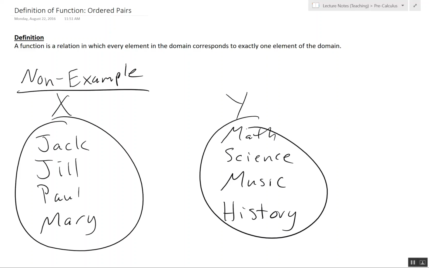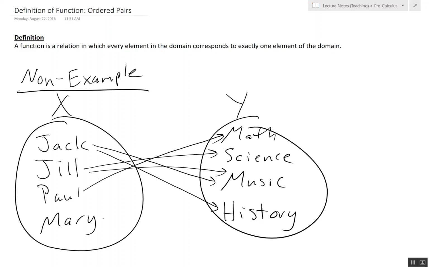So typically an association between people and classes is not going to be a function because a person can take more than one class. So for example, Jack could take music and history this semester. This semester Jill may take science and music. Paul may just take math, and Mary may take some science and history this semester. So notice that each one of these people have taken at least one class, and many of them have taken more than one. So notice that each one of the elements in the domain is used twice. So this is just a relation.